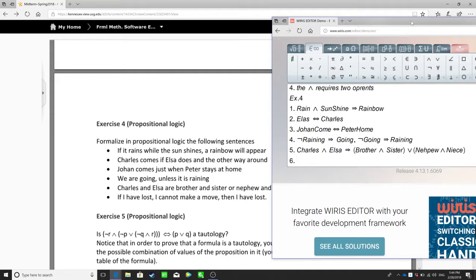Lost. Or you could put lost equals not move. So here, this is the thing. If I have lost, I cannot make a move, then I have lost. So this then, we do not know what this then is for. So if it's programming, we have then there.